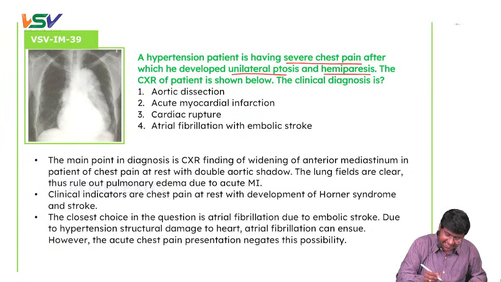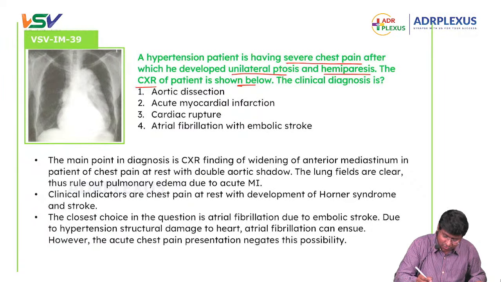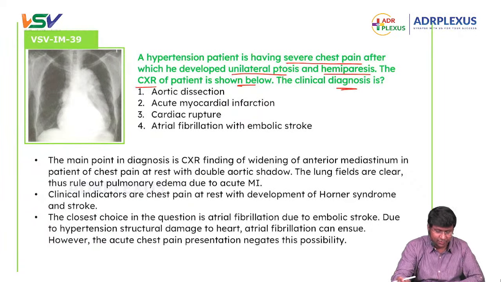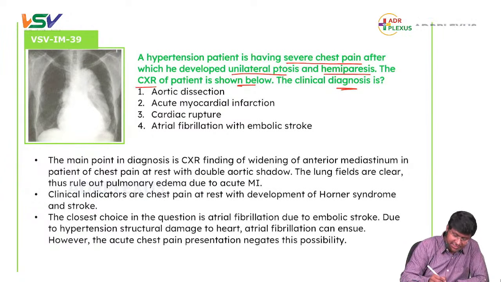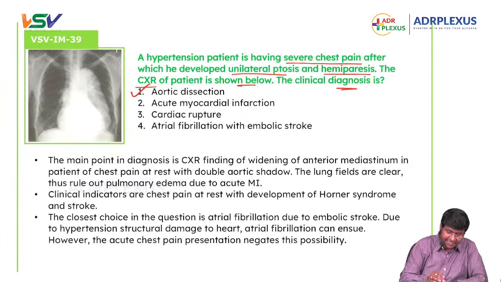as the hemiparesis as well. Chest X-ray is shown below. What is the clinical diagnosis? The aortic dissection, acute myocardial infarction, cardiac rupture, AF with embolic stroke. Yeah, so this is the chest X-ray of the aortic dissection.